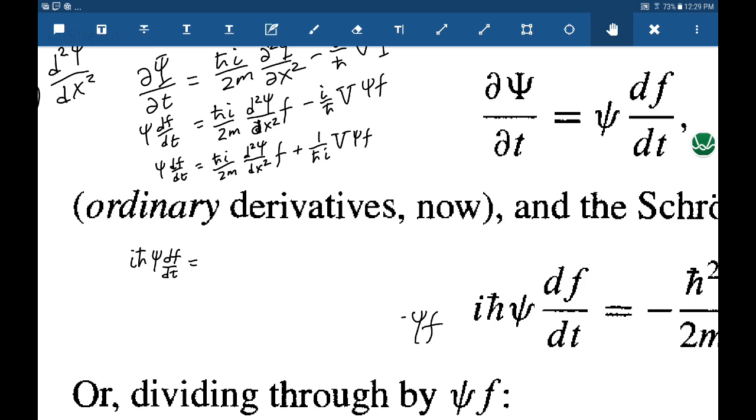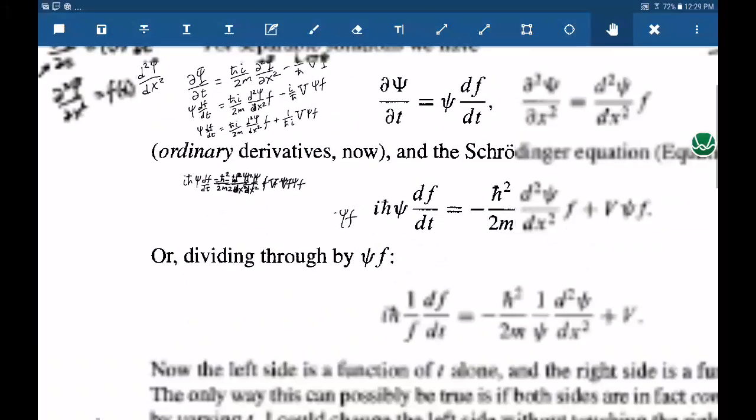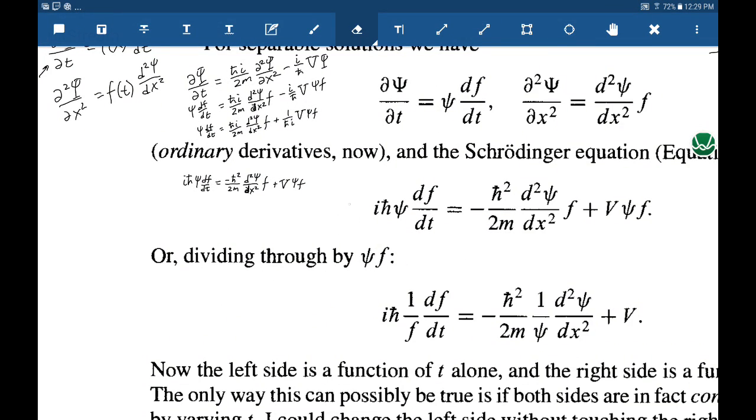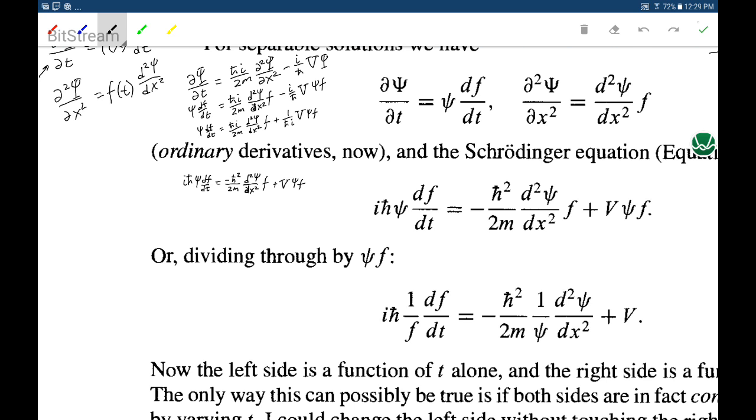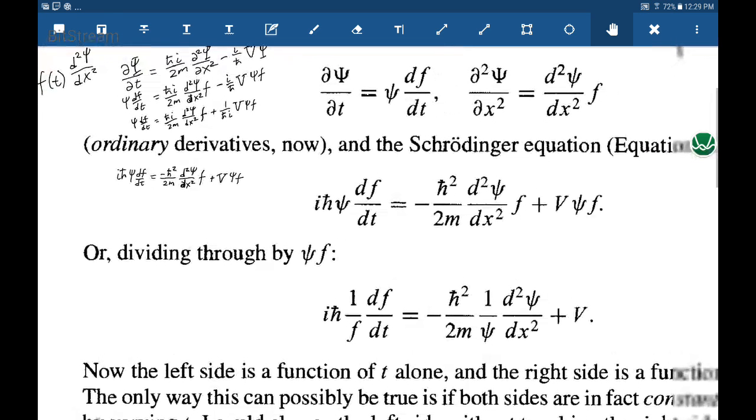That gives me h bar squared times i squared, which is negative h bar squared over 2m d. I'm very attached to that partial derivative apparently. And then we have v lowercase psi f. So there we are. We are back where Griffiths is now. He just skipped a step there, not really that bad.